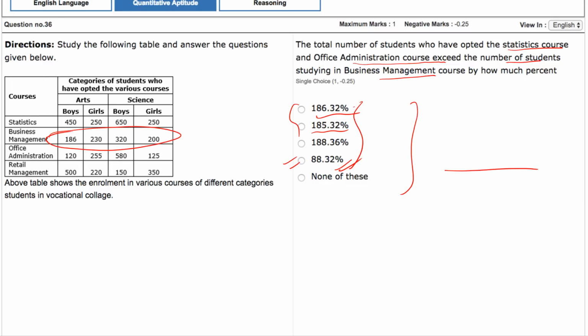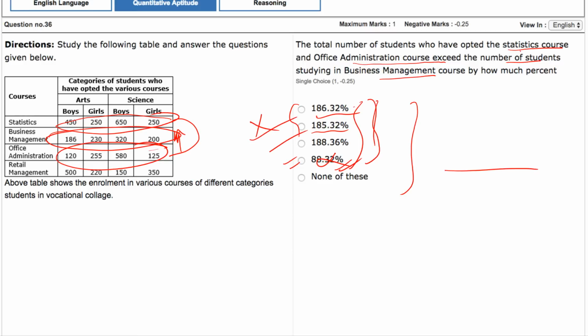The total business management course exceeds by how much percent, and what are we adding to it? Statistics and office administration. Now clearly I can see this plus this will be greater than this, right? Then this is not my answer. Then I am not doing this donkey work.